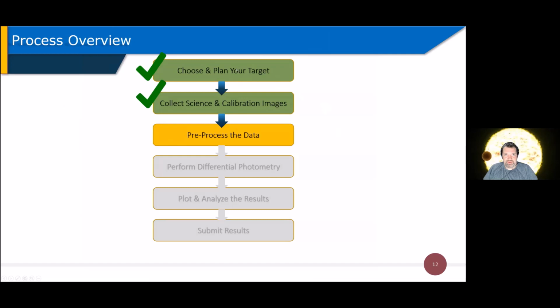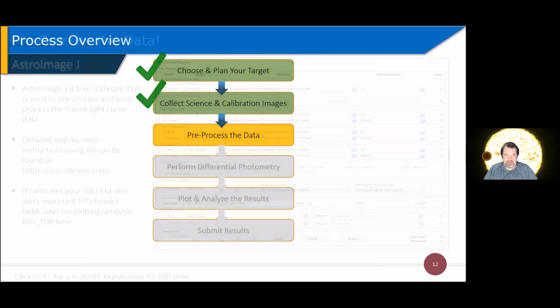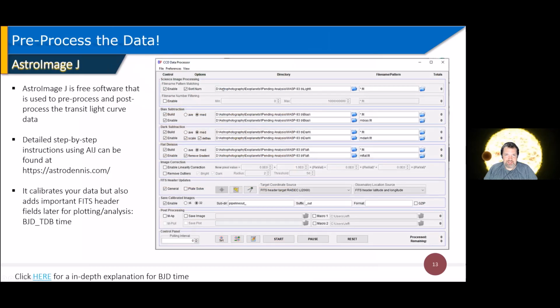So we've chosen our target. We've now captured the data. Now it's time to process the data. Pre-processing is just like we do for astroimaging. You use your bias, darks, and flats, and use those calibration files to correct your light images, or your science images.